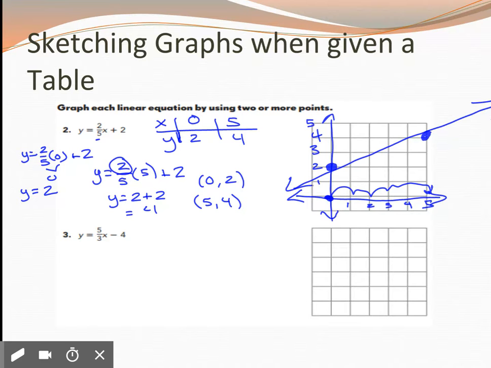If you pick 2 other x's, if you do your math correctly, you're still going to wind up with the same line. Whatever points you pick will wind up on this line. So please give number 3 a shot.